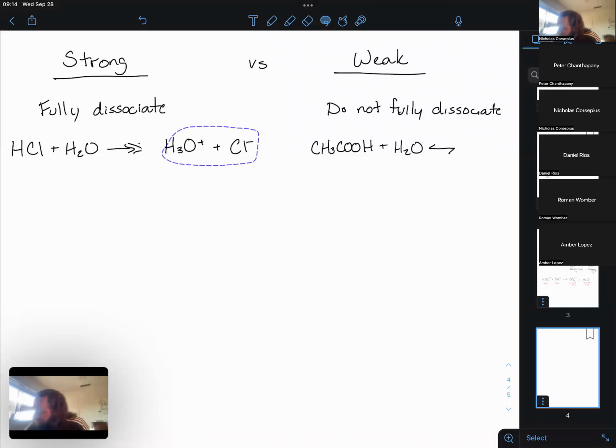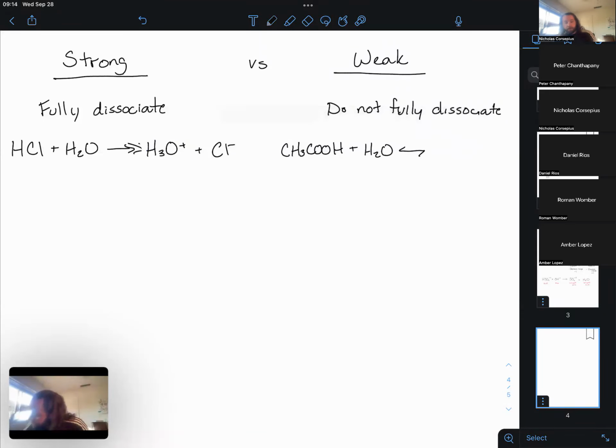Let me just make some room. All right, too big. My products, I can still predict. So actually, everybody take a minute. If this is my acid and this is my base, predict the products of this acid-base reaction.